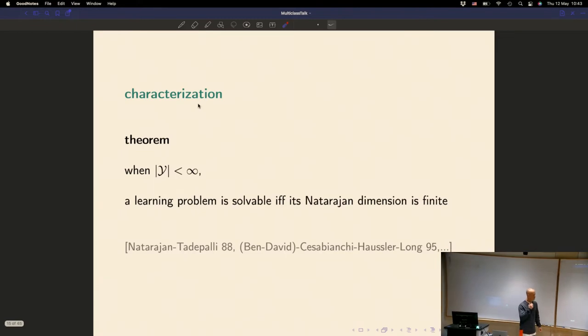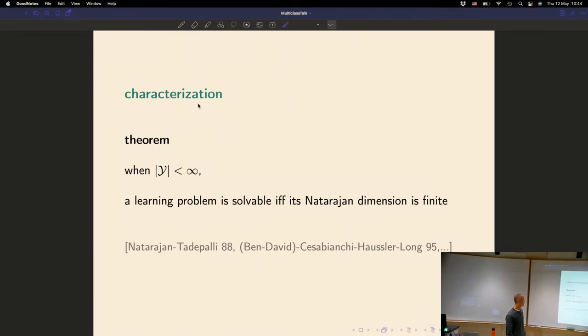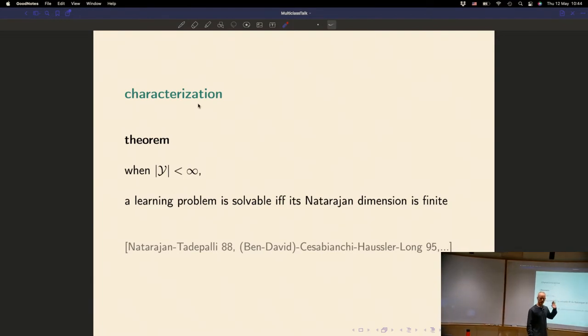This scenario was studied again starting in the late 80s maybe. And the first result in this context is a theorem similar to what we saw before. When the set Y is finite and we know its size, there is a way to characterize learnability, and this is via the Natarajan dimension. Do you know what the Natarajan dimension is? Maybe 30% yes. I didn't know what the Natarajan dimension was before either, but I will tell you later. So this is an extension of the previous theorem.